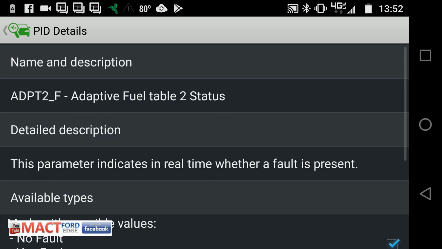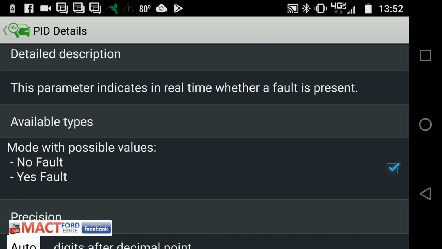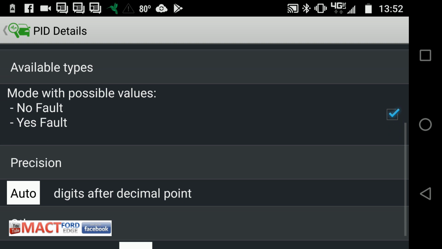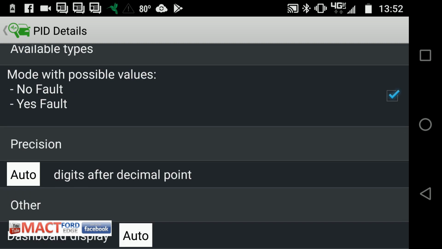Adaptive fuel table status 2, ADP 2 underline F. Again, detailed description: parameter indicates in real time whether a fault is present. Again, it's a yes or no thing that's going to happen, and you'll probably see a dash light.